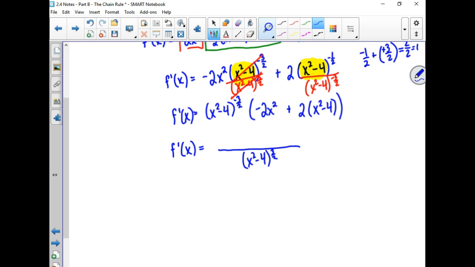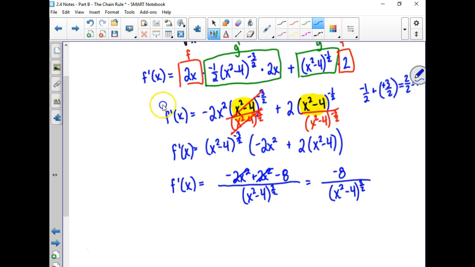And then if we distribute our 2, we've got negative 2x squared plus 2x squared minus 8. And then these cancel. So we end up with negative 8 over x squared minus 4 to the 3/2. I don't know, I think I still might like doing it with the product rule a little bit better. This one was a little easier problem than the last one too, because we had some things that canceled.